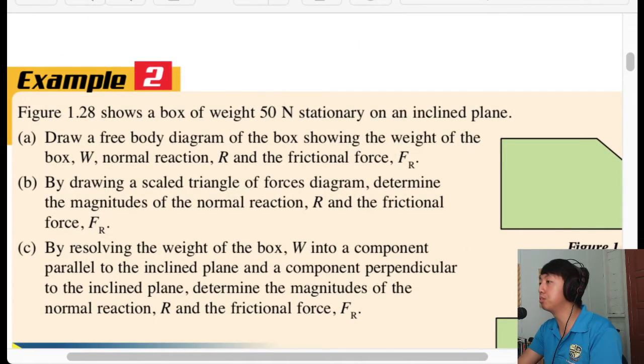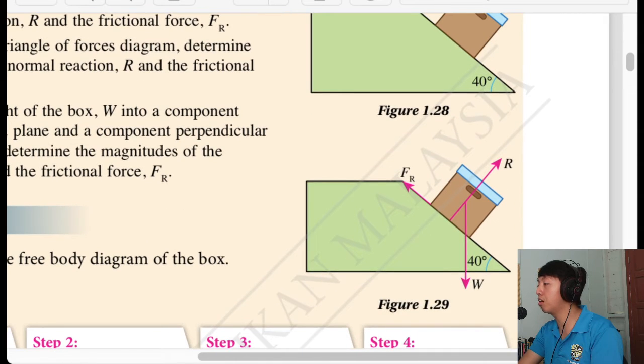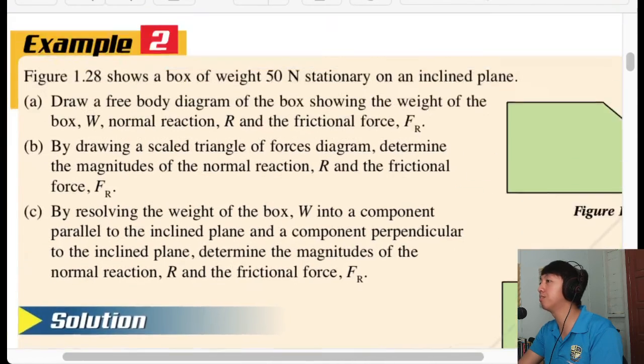So here's example 2. Let's take a look at the picture first. You have a box that's on a slope at a 40-degree angle. You can see there's the weight of the box, and there's R, the normal reaction force, and the frictional force. R and the frictional force are perpendicular and parallel to the slope, whereas W is going straight down to the ground.